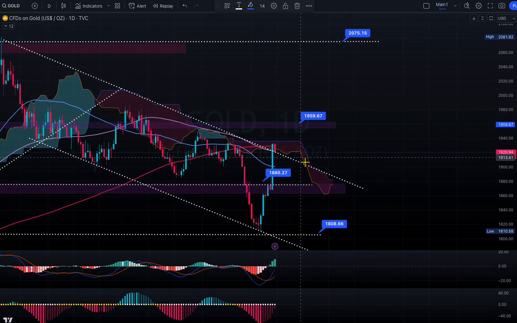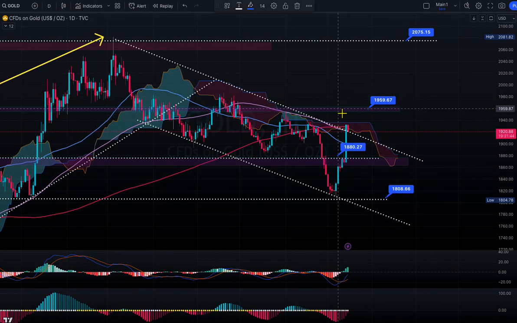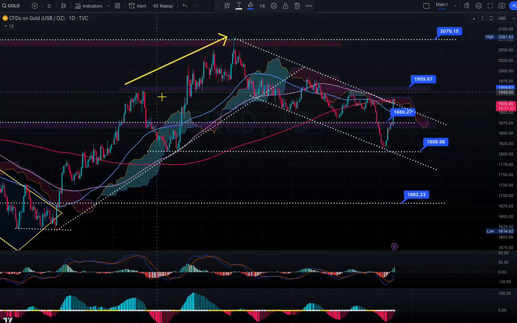But right now, bulls are in control. It's bouncing. 1959 is a supply. This should be the exit zone. Several times we got a rejection there, on that side. So the 1960 area. Okay, that's what gold looks like.